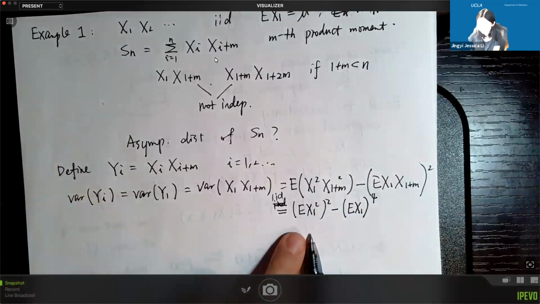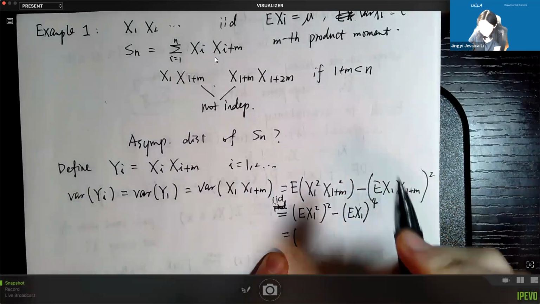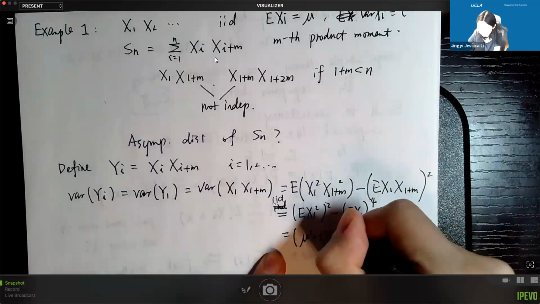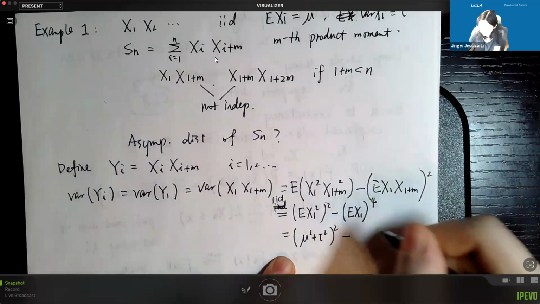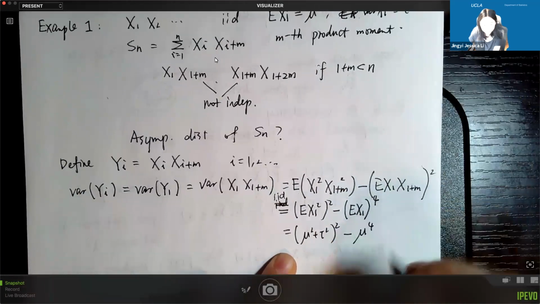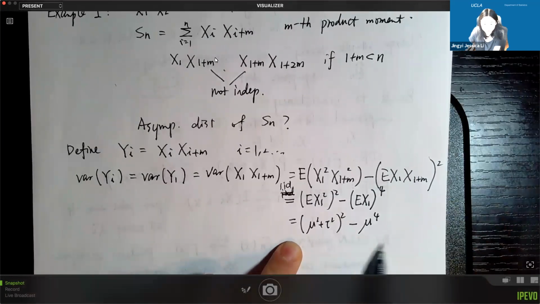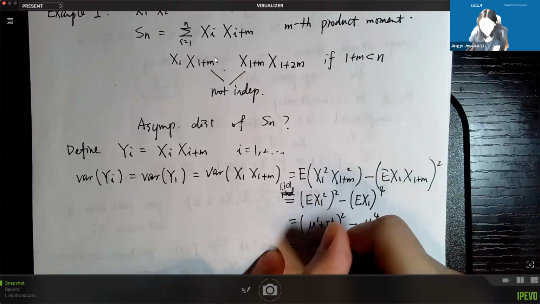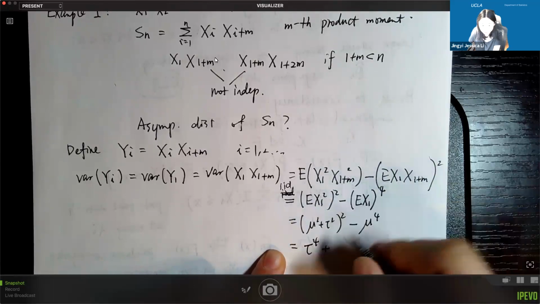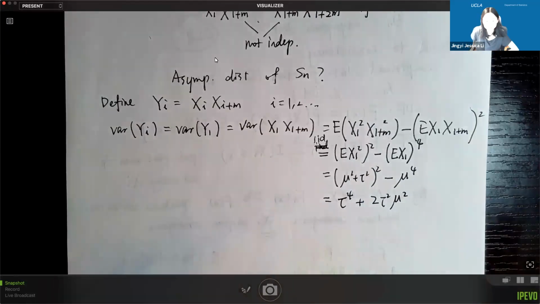Then you see this one, the first term, I know it's equal to mu square plus tau square, right? This is the definition: variance plus expectation square. And this is equal to mu to the fourth. Okay, that's the variance I would have over here. So a little simplification can tell me this is equal to tau to the fourth plus 2 times tau squared mu squared, right? I have the variance.